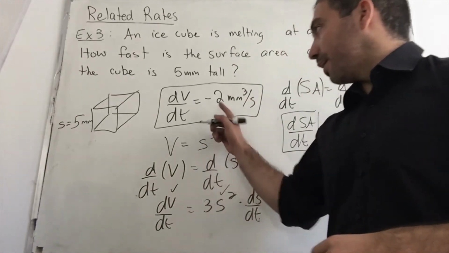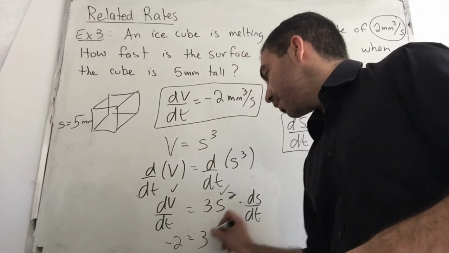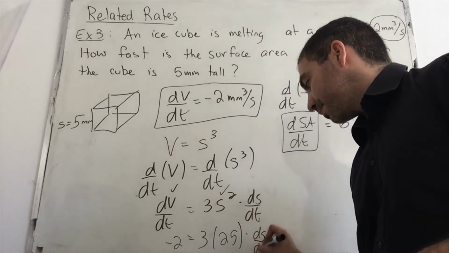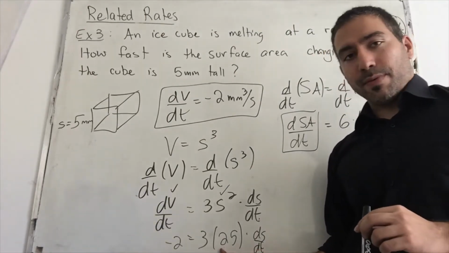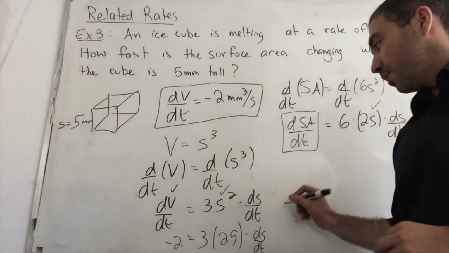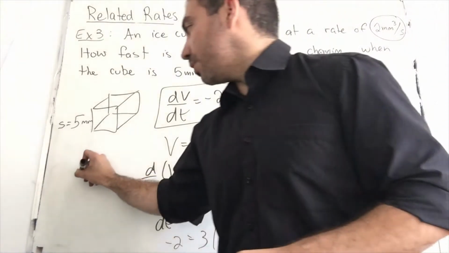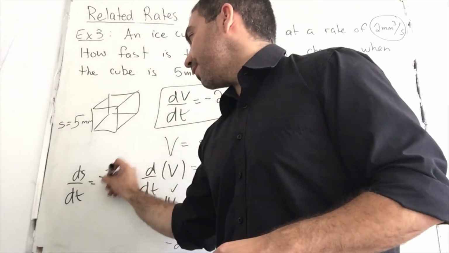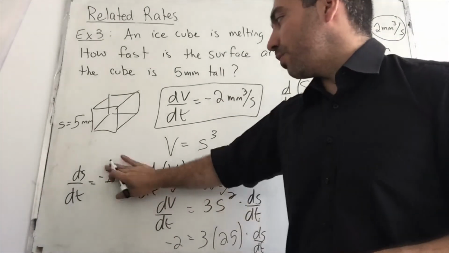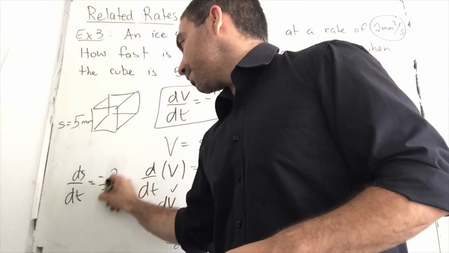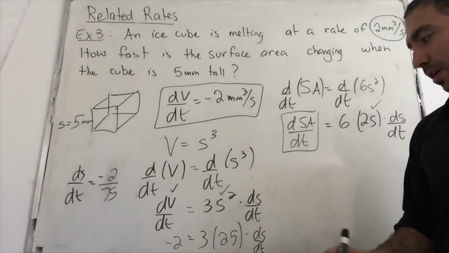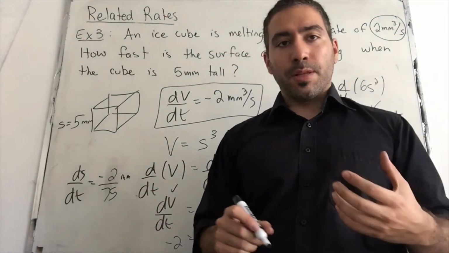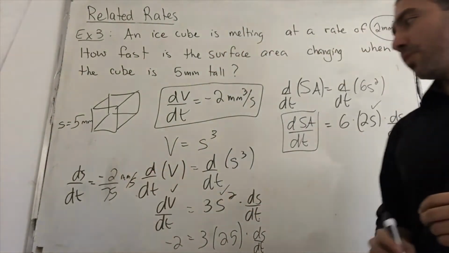So replace dV/dt with -2. -2 equals 3 times s squared, which is 5 squared, so 25, times ds/dt. 3 times 25 is 75, and if we divide, we get -2 on 75. So I don't have space to write it, so ds/dt, you can do it on your own, you get -2 on 75. This is the change in the side length with respect to time, giving us -2 over 75 millimeters per second. Okay, those are the units.